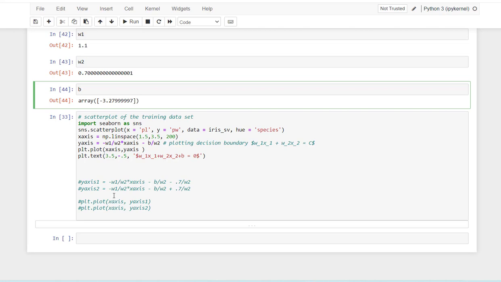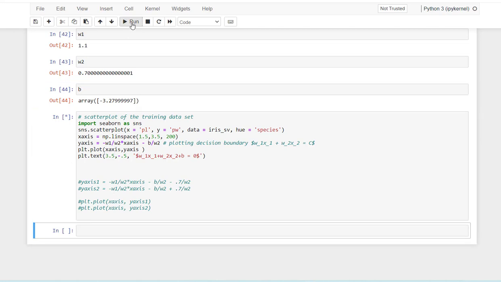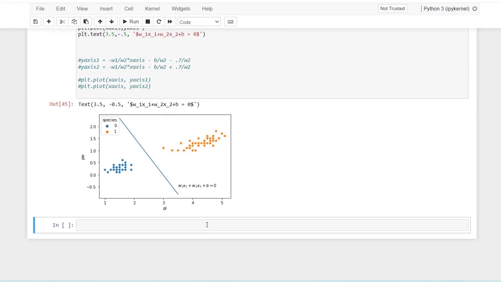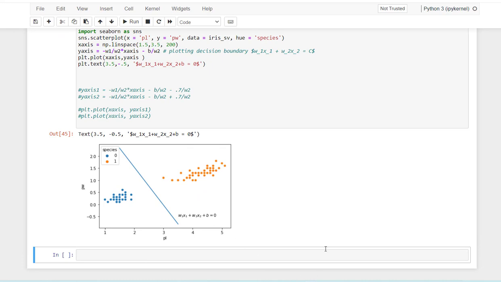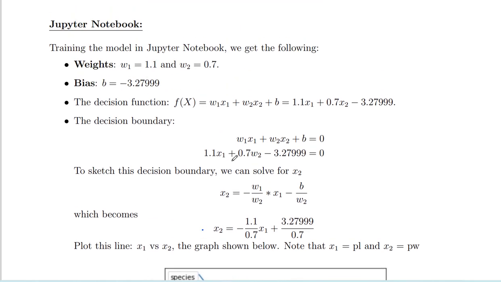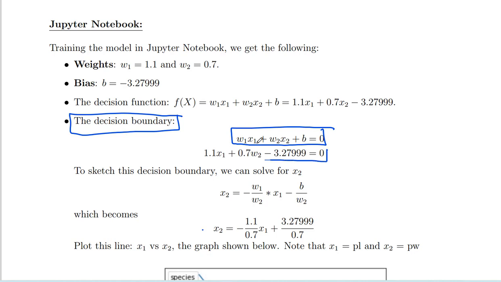Okay, so once we get W1, W2 and the value of B, we can sketch the graph of the decision boundary. This is what I have done here. This line, the blue line, is the decision boundary, and this is the equation of the line: W1 x1 plus W2 x2 plus B equals 0, which we call the decision boundary. To sketch the graph of this decision boundary, let me go back to this file here. The decision boundary is right over here. This is the equation. Now we plug in values for W1, W2 and B, and we get this equation.